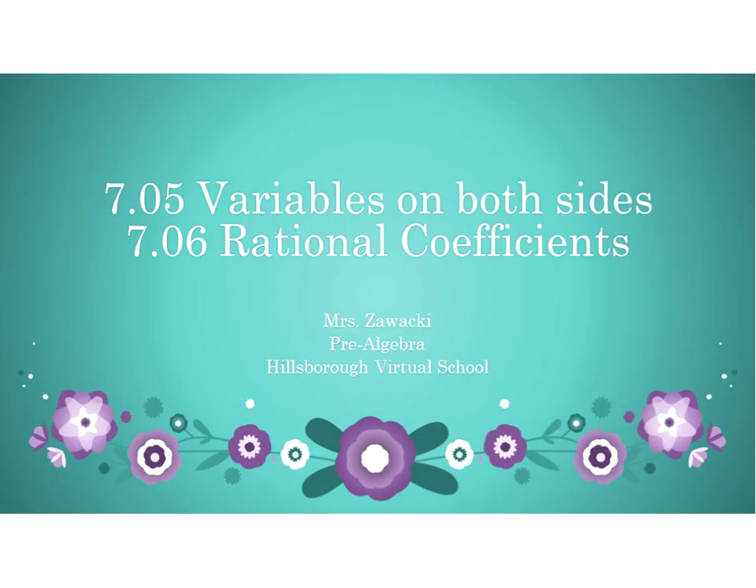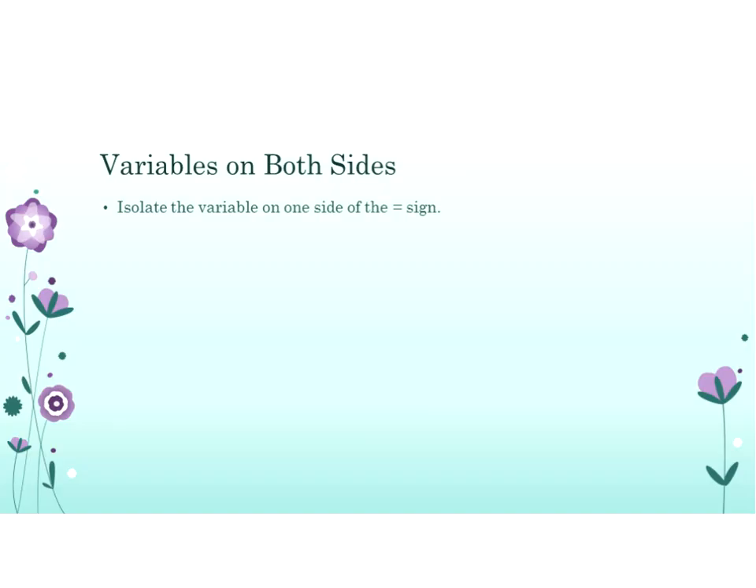So today we're going over 7.05, which is where you're solving equations with variables on both sides, and then 7.06, which is working with rational coefficients. So let's go ahead and begin.